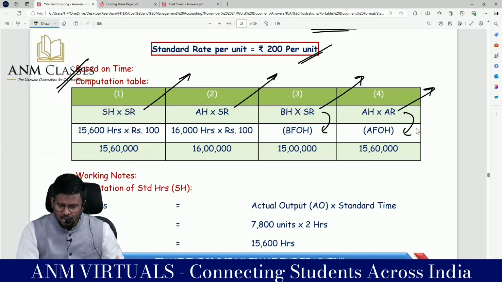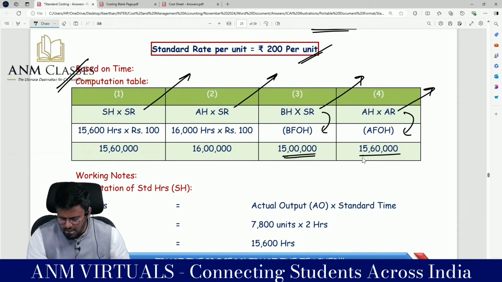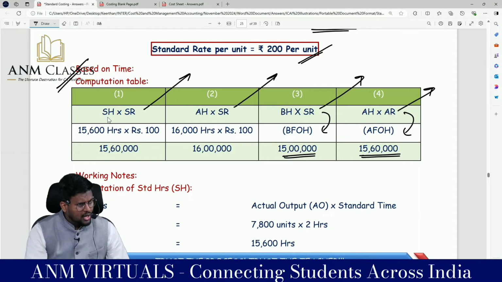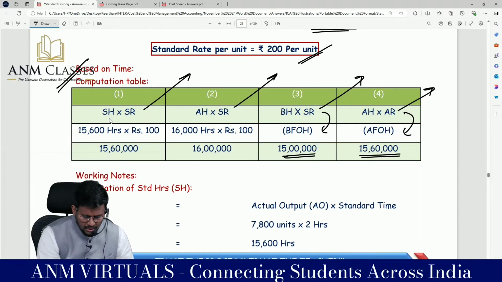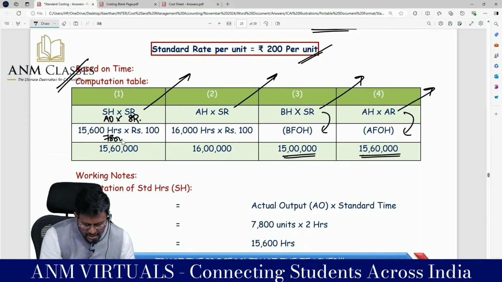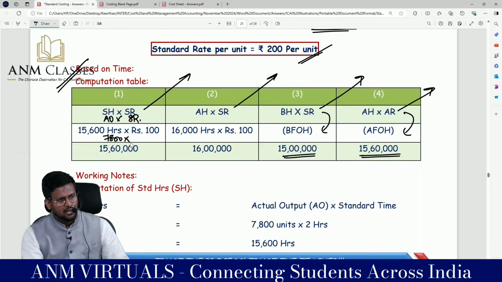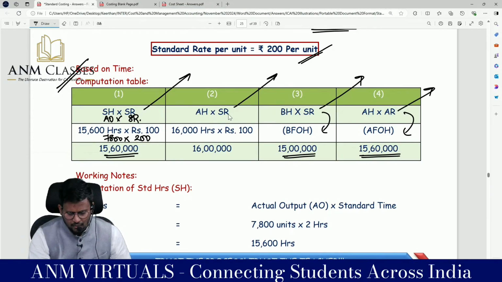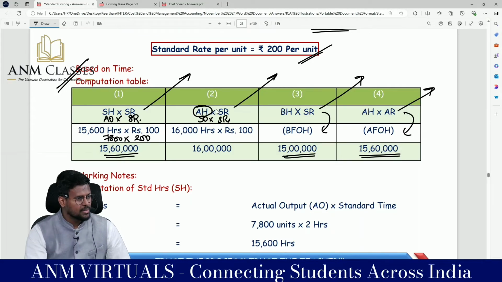Both are given: BFOH is 15 lakh and AFOH is 15 lakh 60,000. Standard hours into standard rate, or actual output into standard rate, can also be used. Is the actual output given? Yes, sir. 7,800. So 7,800 into 200 comes to 15 lakh 60,000. Next, actual hours into standard rate, or standard output into actual hours, is very easy because that is available in the question.